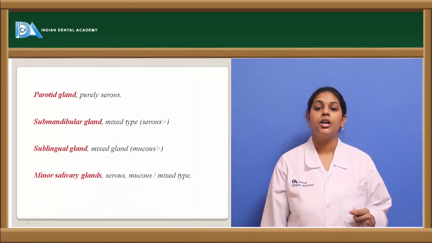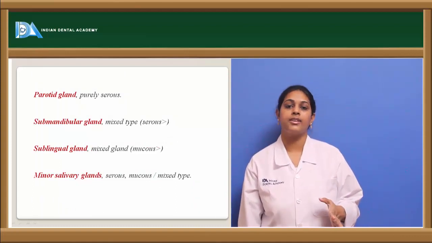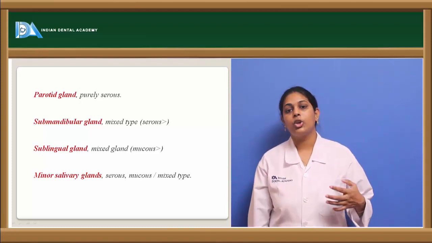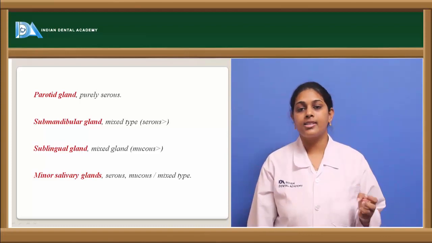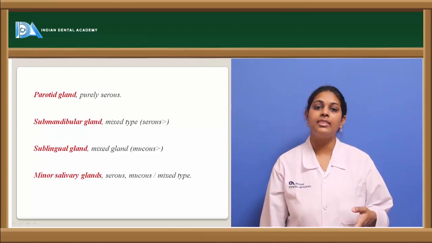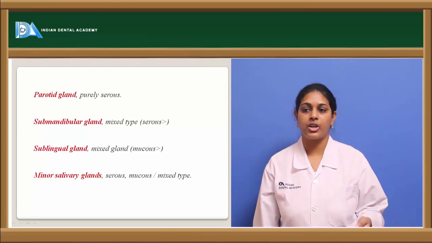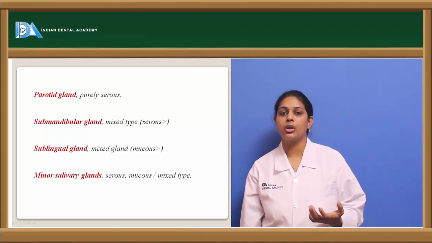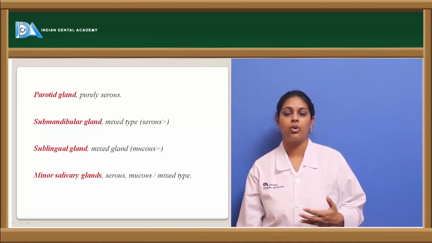Coming to the secretions, the parotid gland secretes purely serous secretions, whereas the submandibular gland secretes both, among which the serous dominates when compared to the mucous. The sublingual also secretes a mixed type of secretion, so it is known as a mixed gland, but unlike the submandibular, the sublingual shows predominantly mucous type of secretion. Coming to the minor glands, they usually show mixed, serous, or mucous type of secretion, depending on the location where they are placed in the oral cavity.